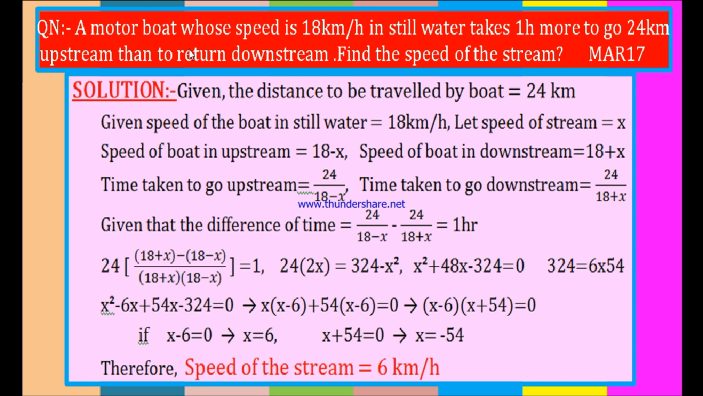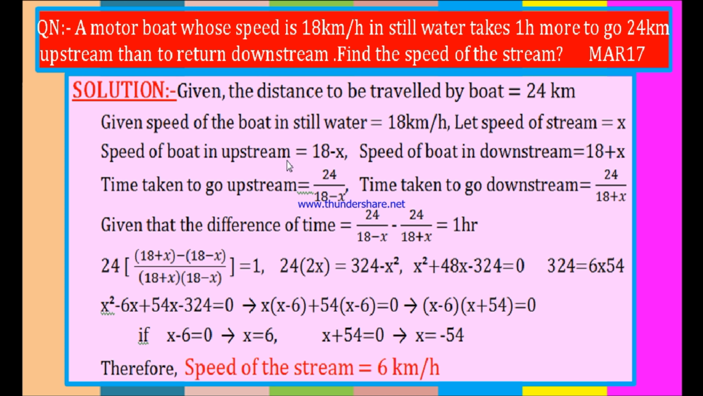Now, we are given that the speed of the boat is 18 kilometers per hour. We have to find the speed of the stream. Let us assume that the speed of the stream is equal to some x kilometers per hour. Now, the speed of the boat in upstream.